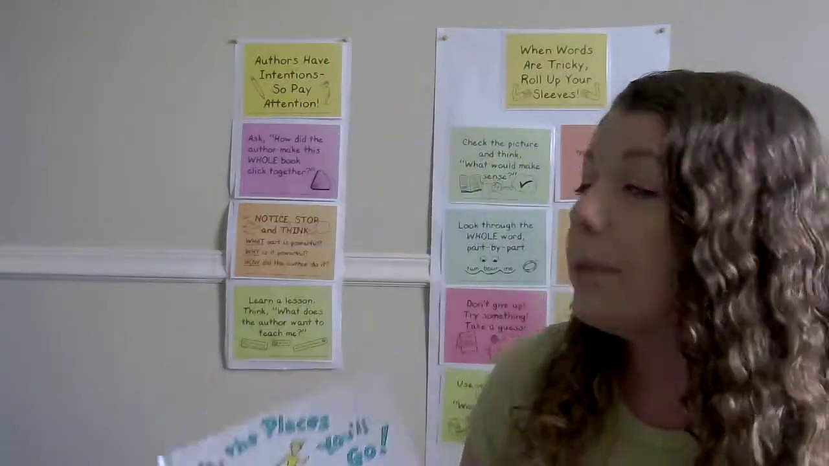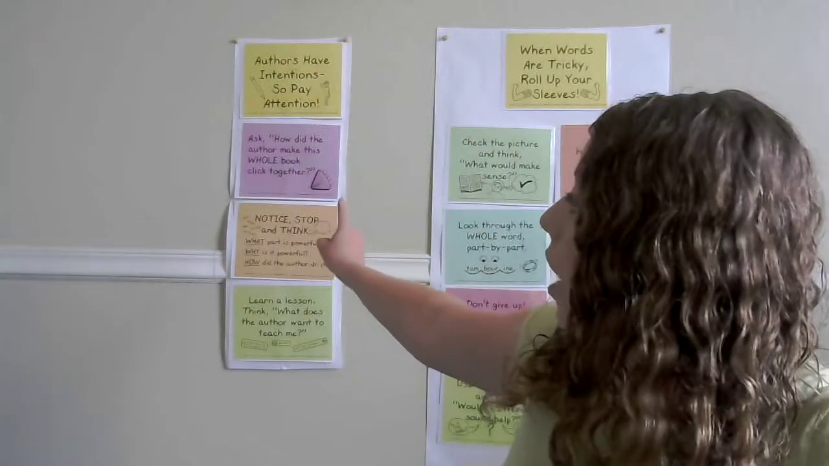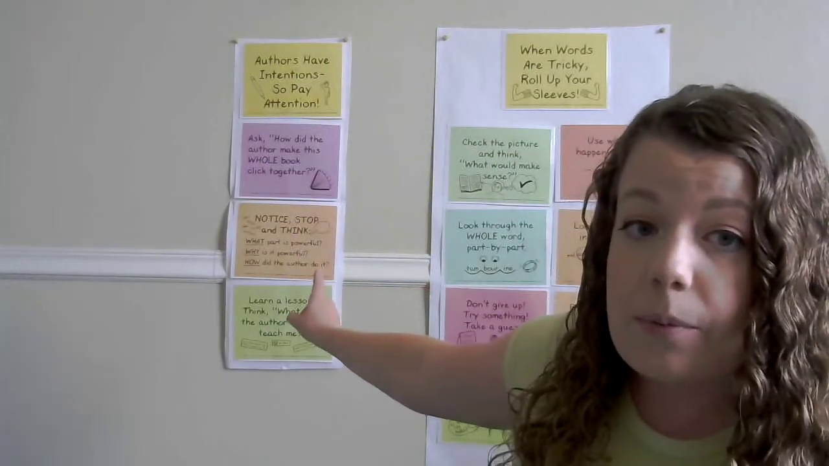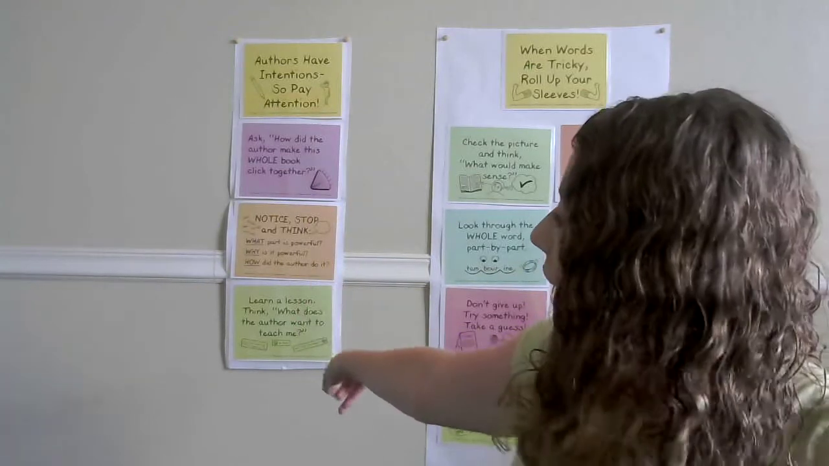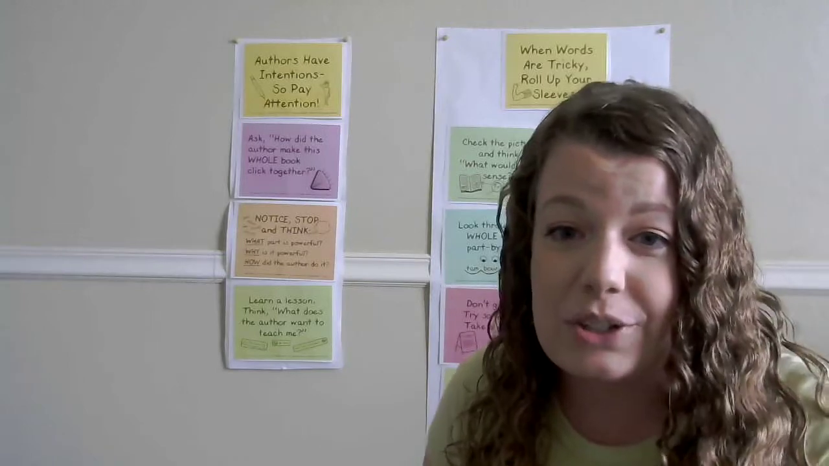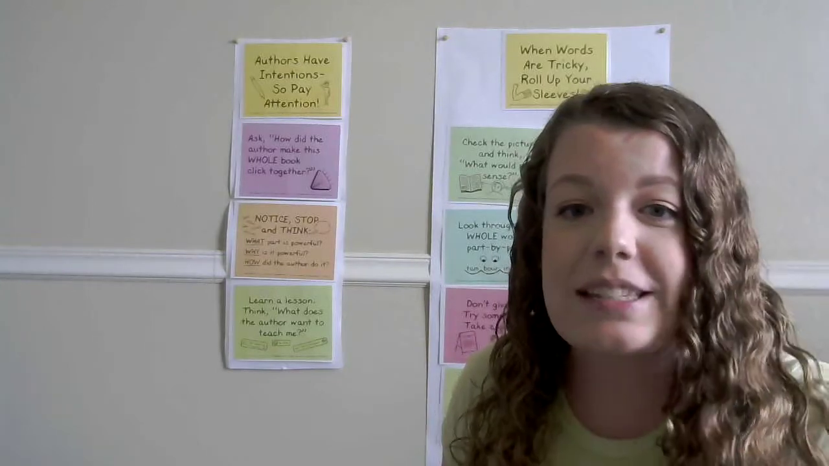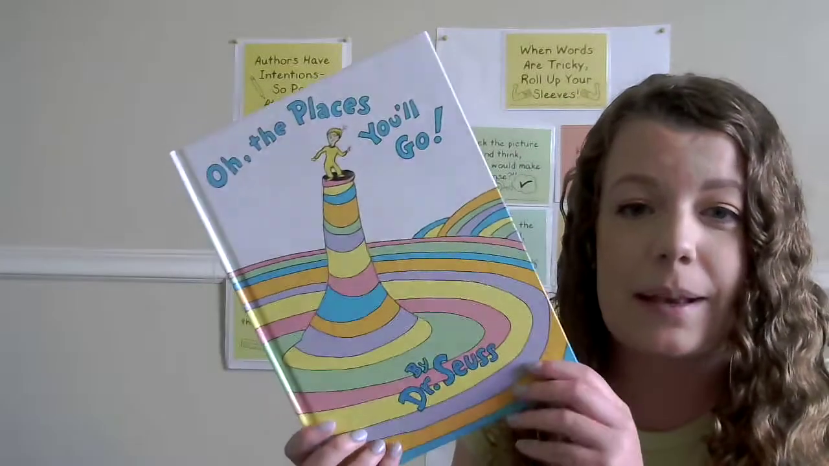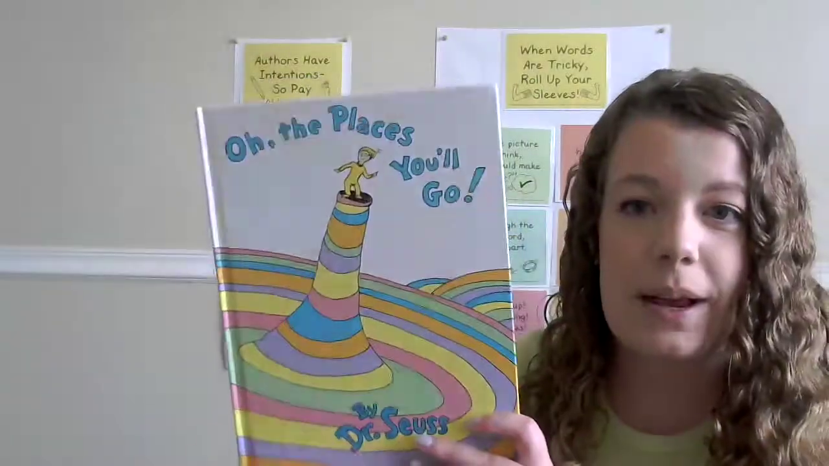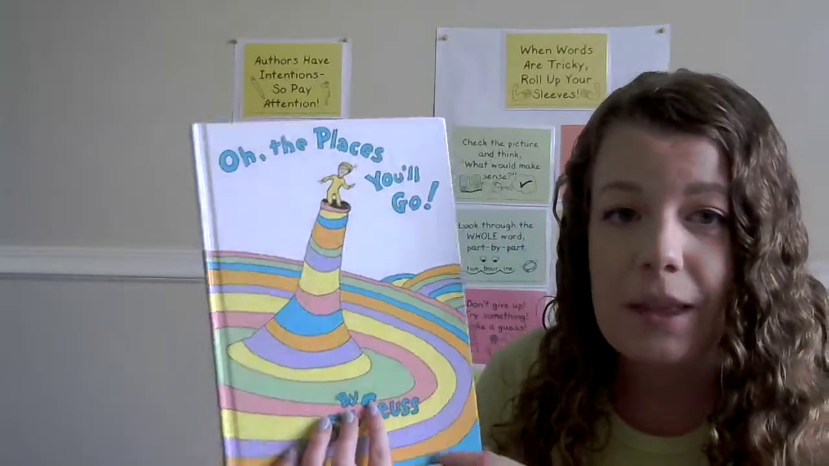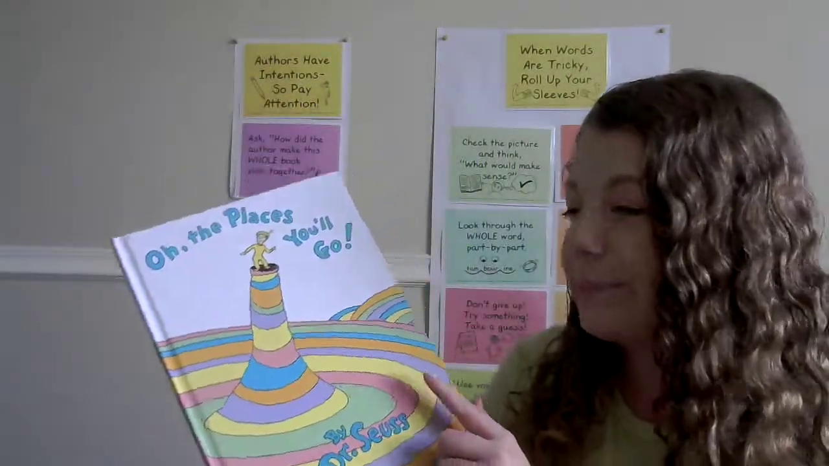So think in your brain, how did the whole author make the whole book go together? What part is powerful? Why is it powerful? And how did the author do it? And then what is the lesson that Dr. Seuss is trying to teach us? Okay, he's not just writing this book because he wanted to make a book with funny and beautiful pictures. That doesn't make sense, right? What is he trying to teach us? Oh, the places you'll go.